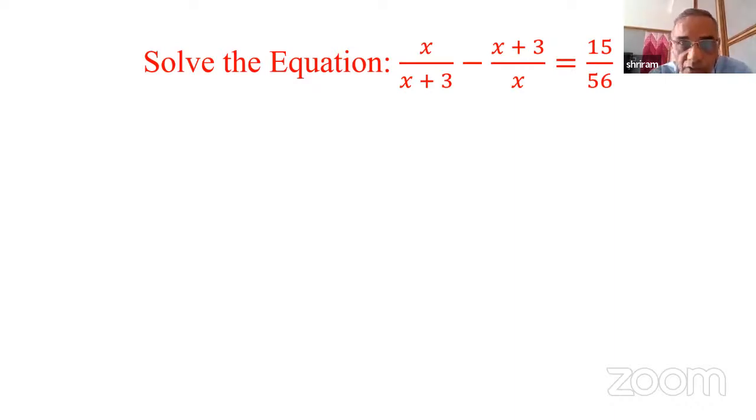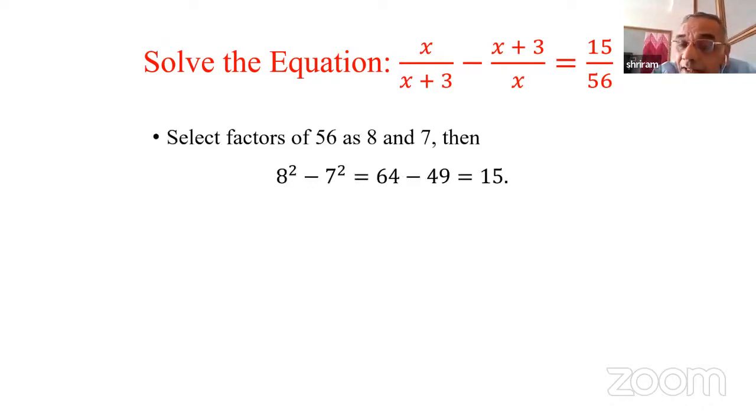But my observation tells me that the left-hand side is a difference of reciprocals, x upon x plus 3 minus x plus 3 upon x. Once I observe that it is a difference of reciprocals, I will try to express the right-hand side as a difference of reciprocals. So I have to factorize 56: 7 and 8. 15 is the answer.